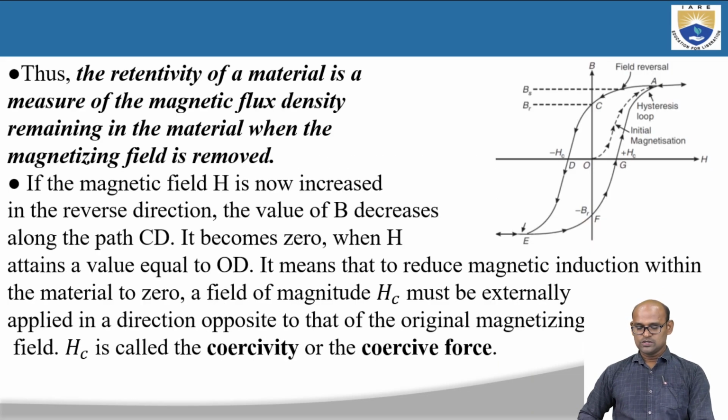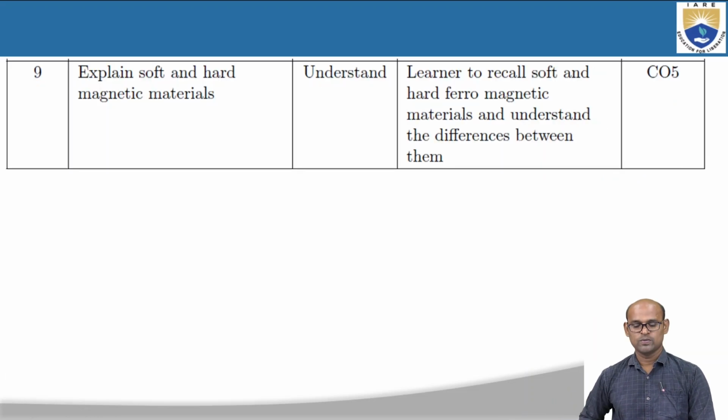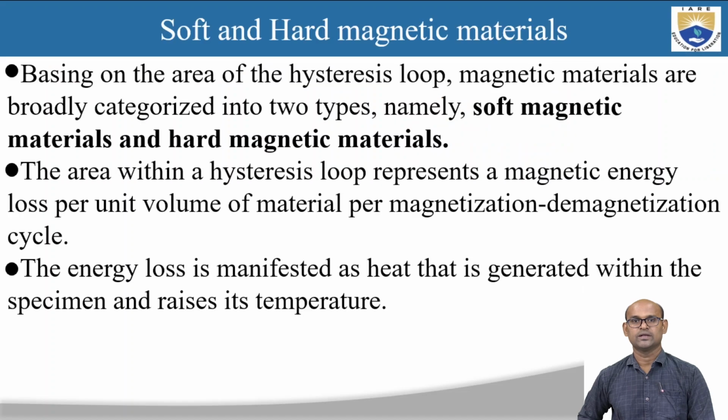So there are 2 points where you can use, this point C and this point F. At these 2 points you can use that piece of iron as a permanent magnet because there is residual magnetism present in the material. Explain soft and hard magnetic materials.